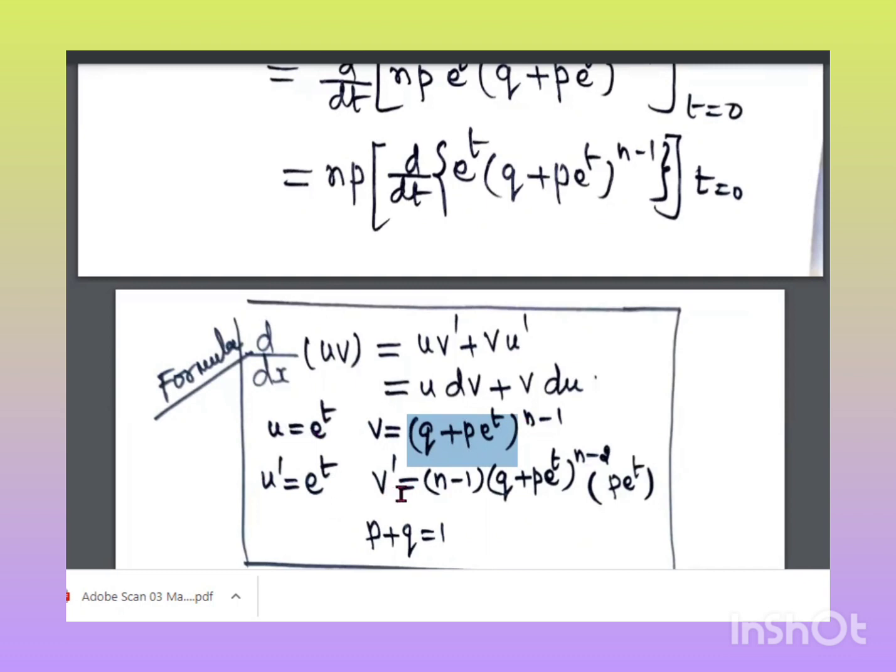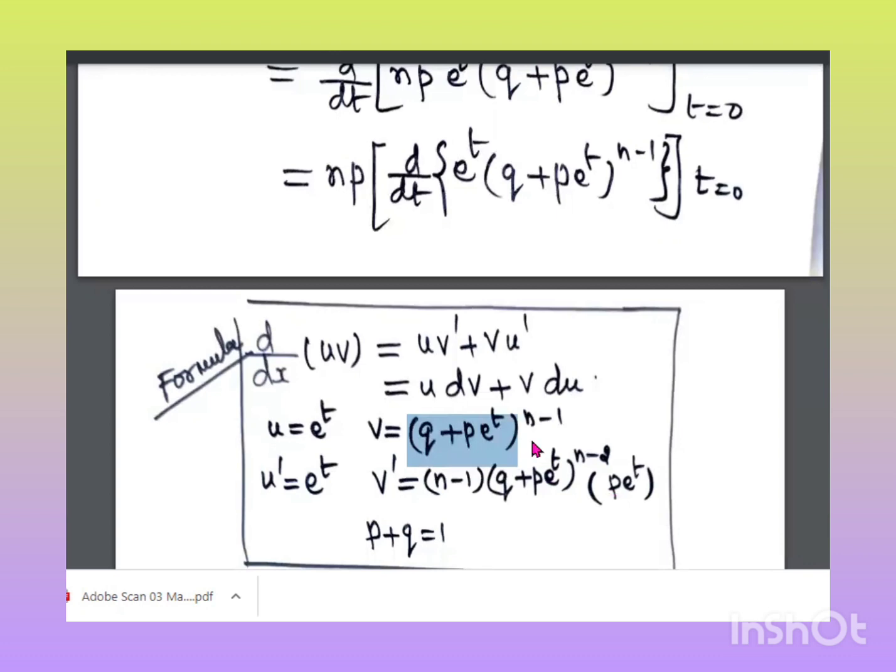Next, v dash. You have to differentiate v: n minus 1 into (q plus p e power t) power n minus 2. After that, n minus 1 you have to forget, and differentiate the base. q plus p e power t is the base. If you differentiate q, because it does not have t, it is 0. p e power t will be p e power t. P plus q is equal to 1. You have to keep all these in your mind.